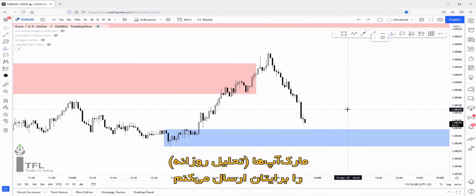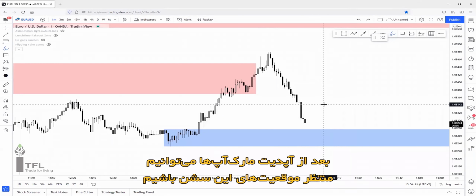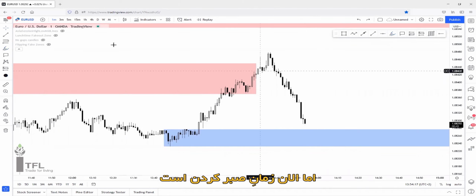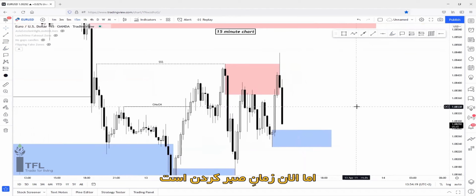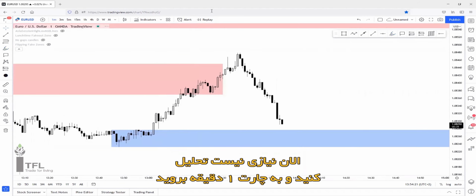But the news will be released, and I'll be sending a markup update for you guys. After the market update, we'll be able to look for any possibility for this session. But right now, it's a waiting game. It's a waiting game, and it's not really necessary to take a look at the 1-minute chart and do an analysis on the 1-minute chart.